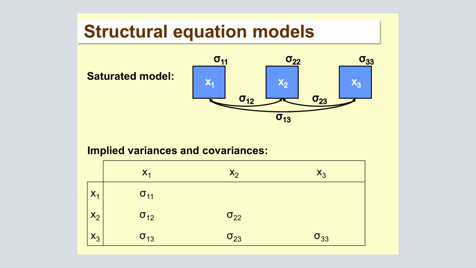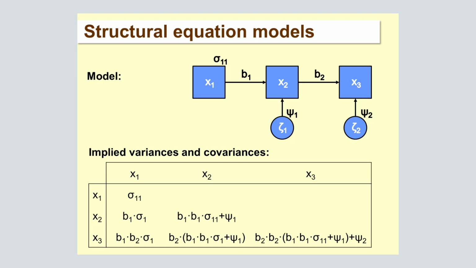The model we see here is a so-called saturated model. It is saturated because we have as many parameters as there were non-redundant entries in the original variance-covariance matrix of the three variables.